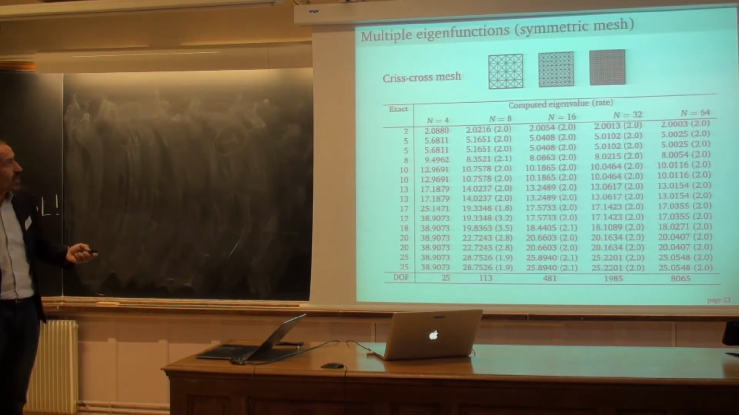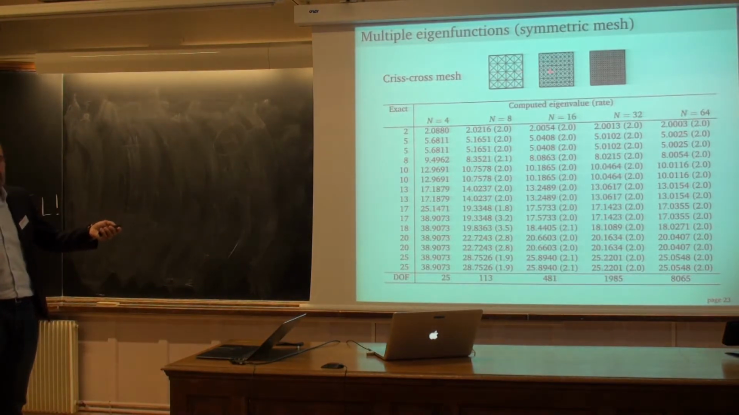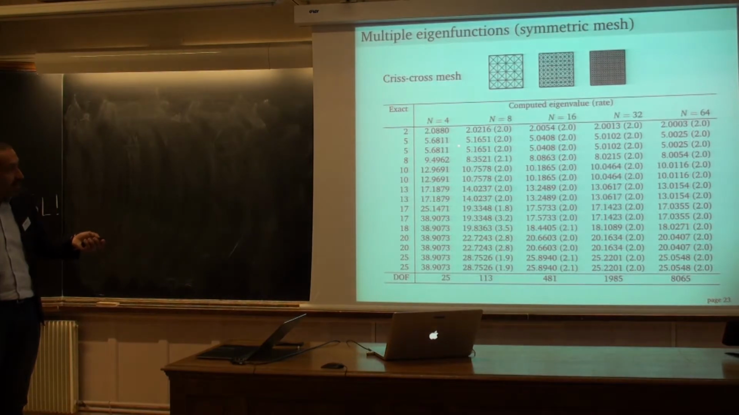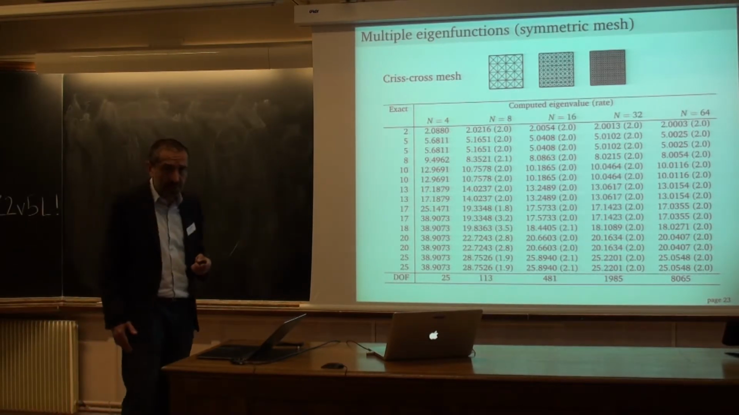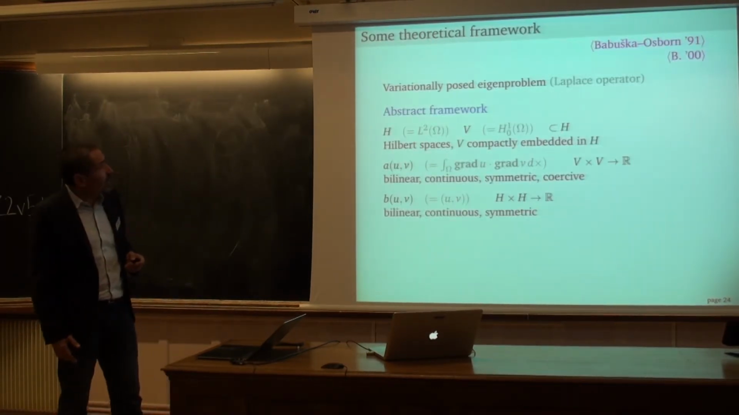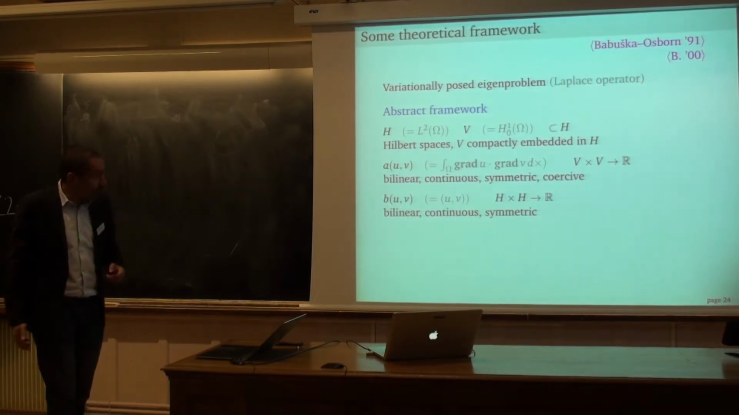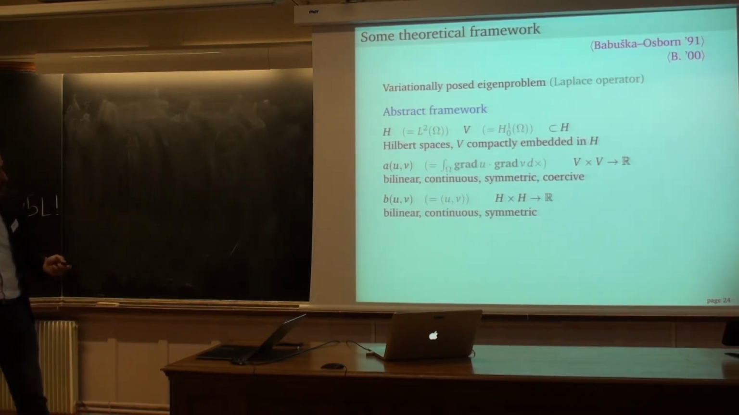And this is even more clear if you now take a symmetric mesh, a crisscross mesh like this one here. Now the two approximations of the eigenvalue are superimposed, I mean, at the same value, because now you preserve the symmetry. This makes sense. I mean, this is what the physical intuition tells you. And some theoretical framework, but then I want to go to something more serious.